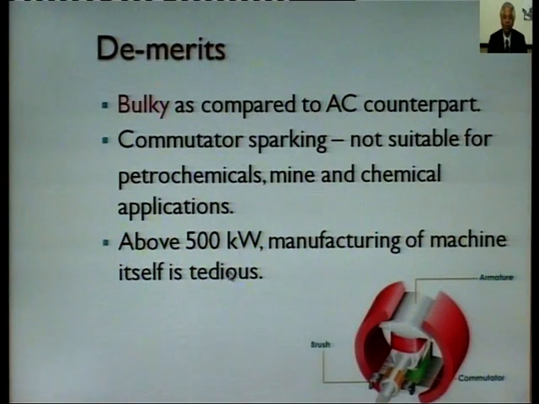Above 500 kilowatt, manufacturing of the machine itself is tedious. This type of diagram has been shown to give you an idea of the armature, commutator, and brush, which are the integral parts of a DC motor. So, these are some of the demerits of a DC motor drive.